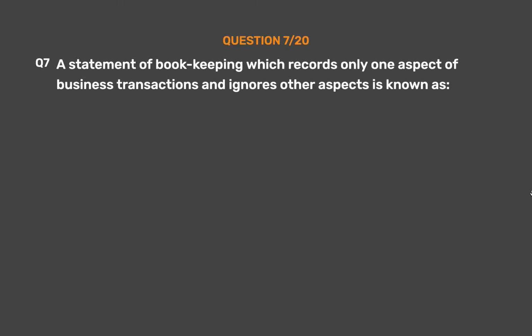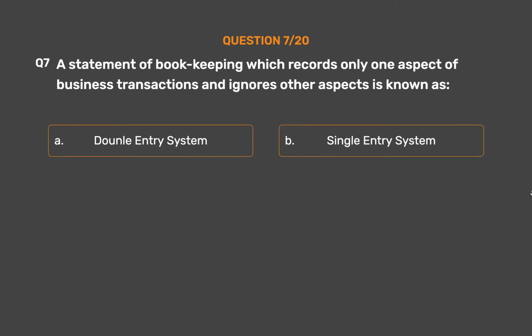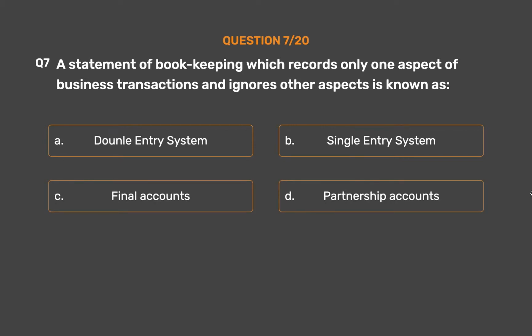Question number 7. A statement of bookkeeping which records only one aspect of business transactions and ignores other aspects is known as. Option A. The only entry system. Option B. Single entry system. Option C. Final accounts. Option D. Partnership accounts.